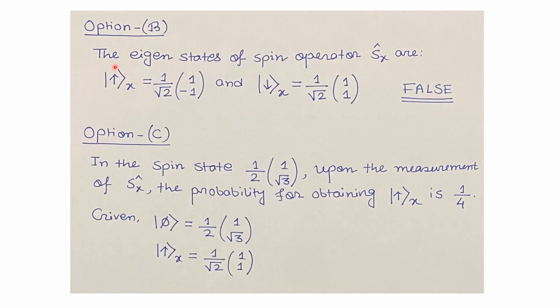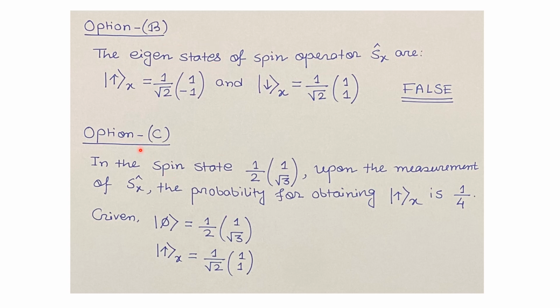Now option B is given, the eigenstates of this spin operator Sx cap are, for up spin, 1 by root 2 times the column matrix (1, -1), and for the down spin 1 by root 2 times the column matrix (1, 1). So this is also false because for up spin it will be 1 by root 2 times the matrix (1, 1), and for down spin it will be 1 by root 2 times the column matrix (1, -1). So option B is false in this case.